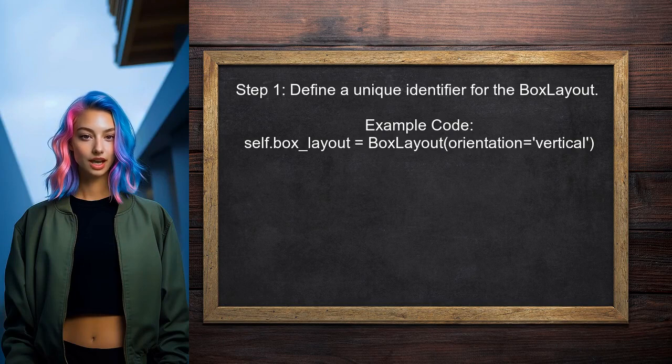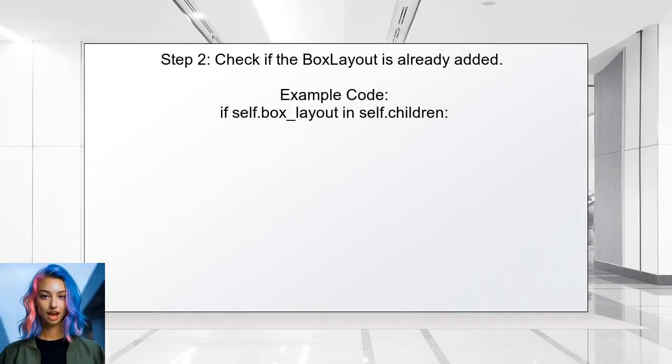First, they need to define a unique identifier for the box layout they want to manage. Next, the user should check if the box layout is already added to the screen. This can be done using the children property of the screen, which contains all the widgets currently added.